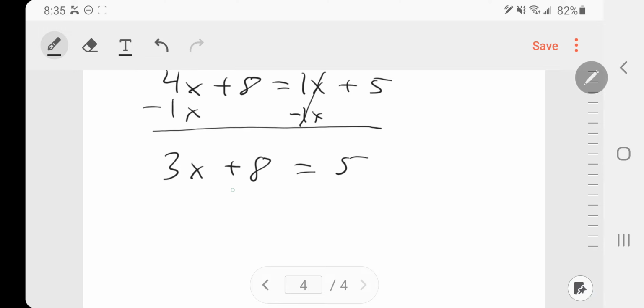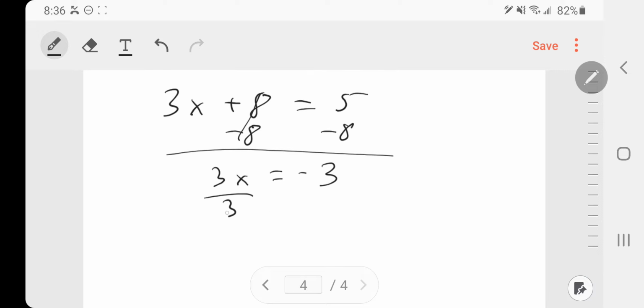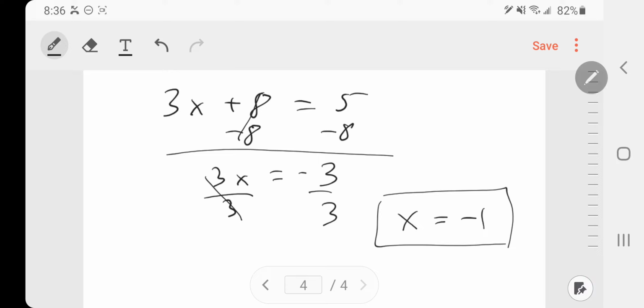Once you get to this step, it's a two-step equation. Subtract 8 on both sides. I get 3x, and that's a negative 3. And then I want to divide by 3, and that cancels that out. And now I get x equals negative 1 as my final answer.